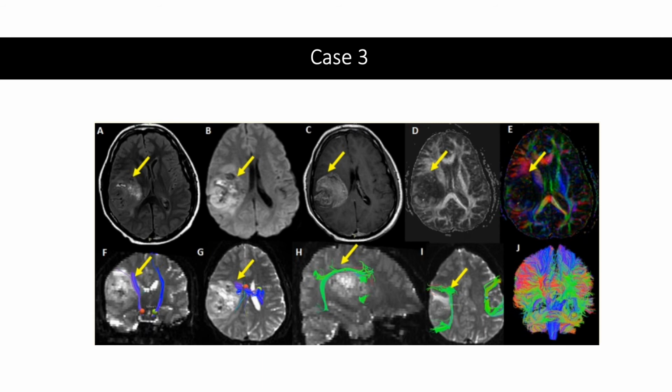Imaging from the third case is also shown below. In this case, a 24-year-old male was used for the study. This male presented with frontal right parietal glioblastoma. The FA and color-coded map showed decreased FA value and destruction of white matter fibers.